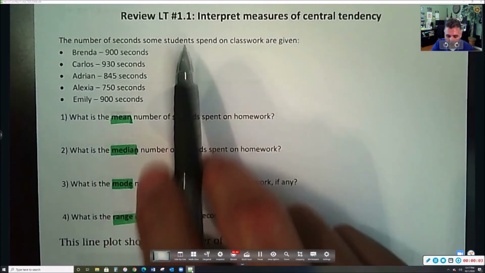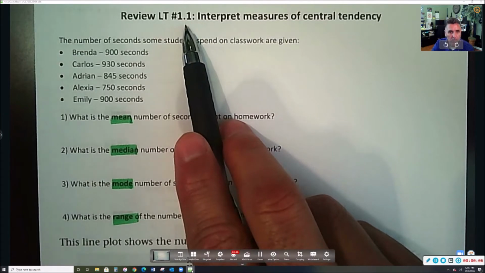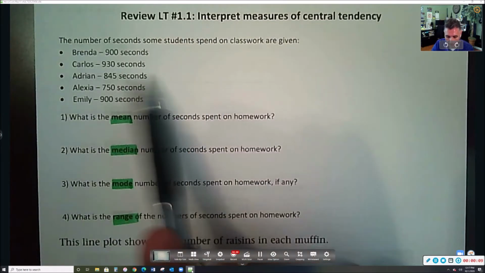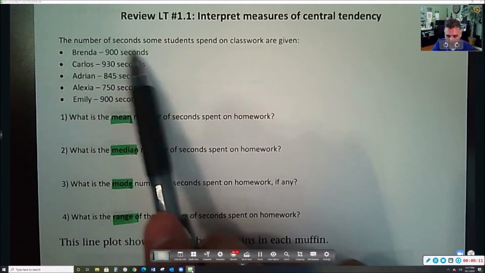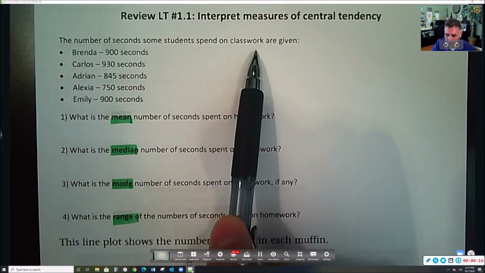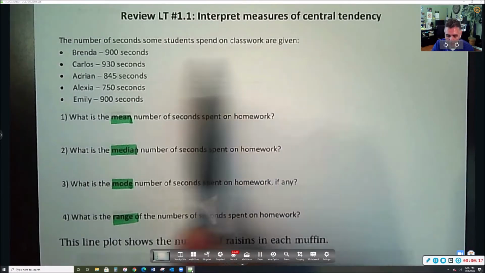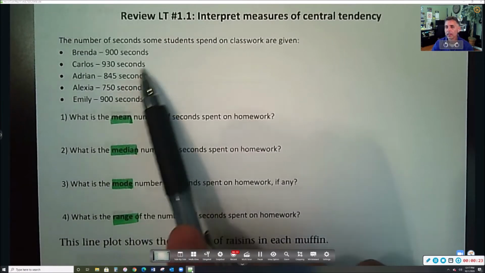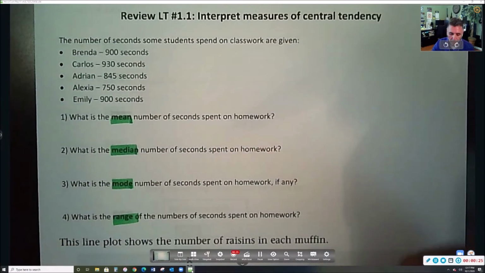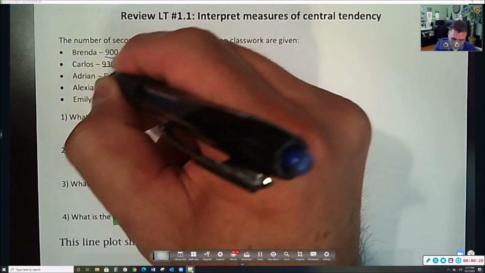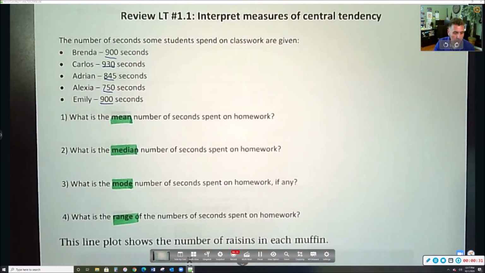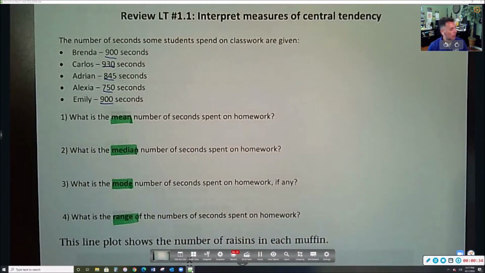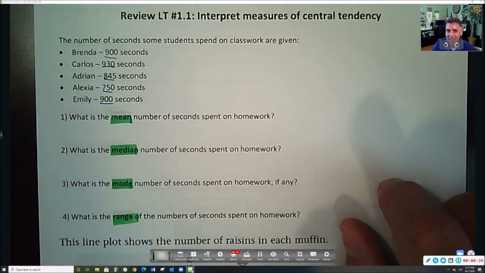Everybody, so this is a review for the test, learning target 1-1. Okay, so if you look, we have our first example here. It says the number of seconds some students spend on classwork are given, and then we have these different numbers here. Okay, the scenario will be different always. What matters here are the numbers. Okay. And then whenever we have a list of numbers, it's always easiest to put them, we have an easier time, I would say, working with them when they're in order from least to greatest.